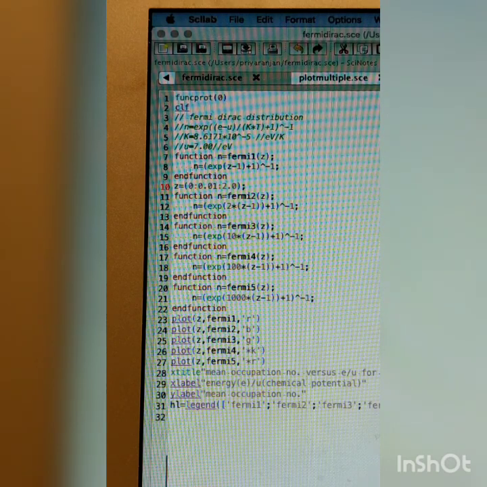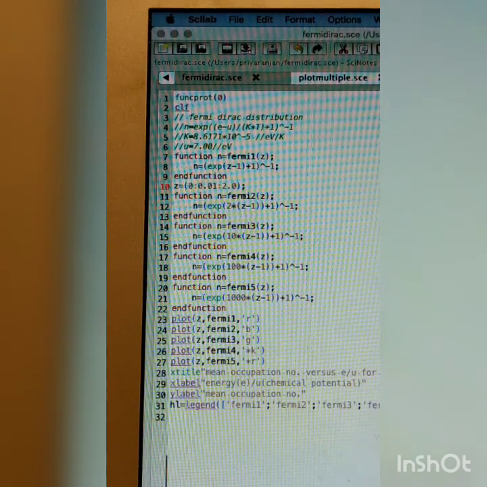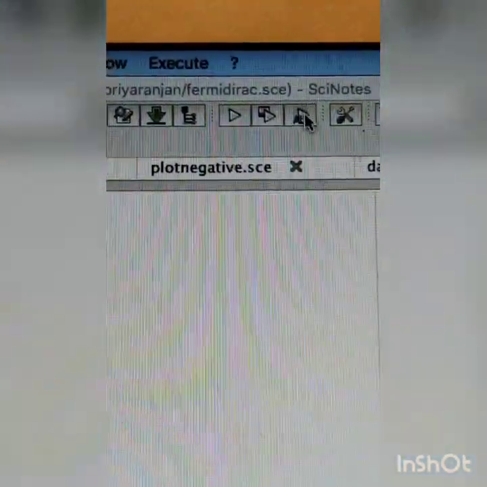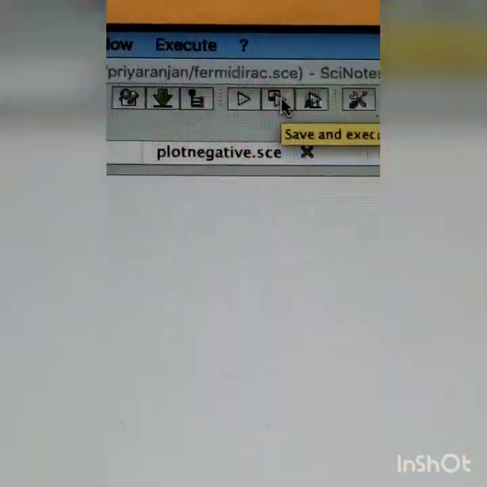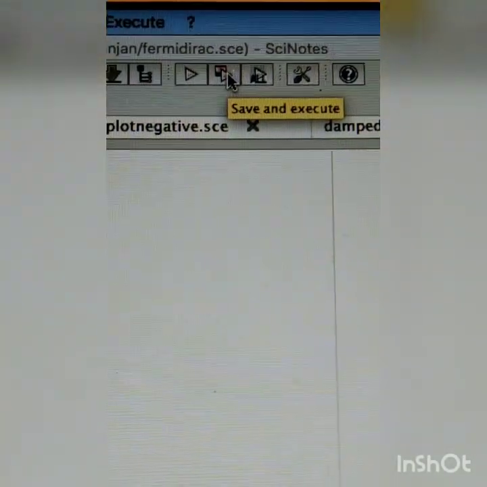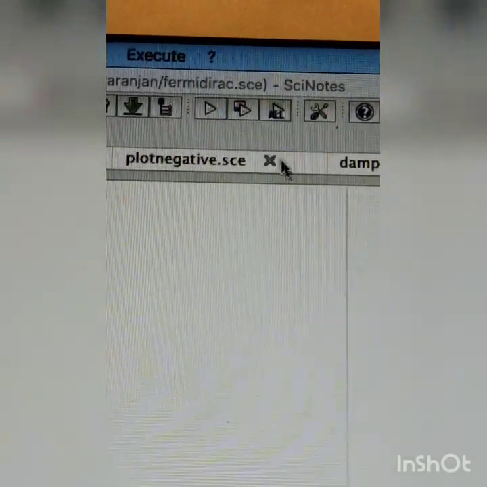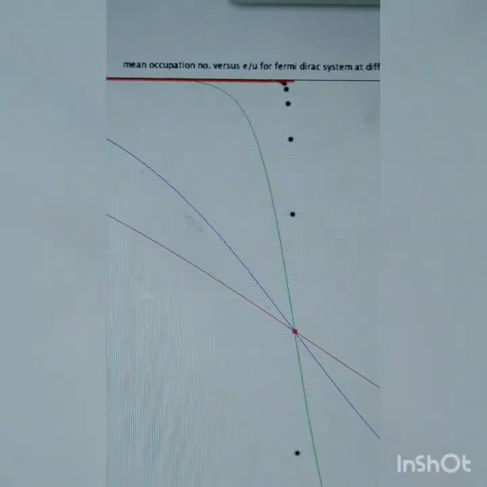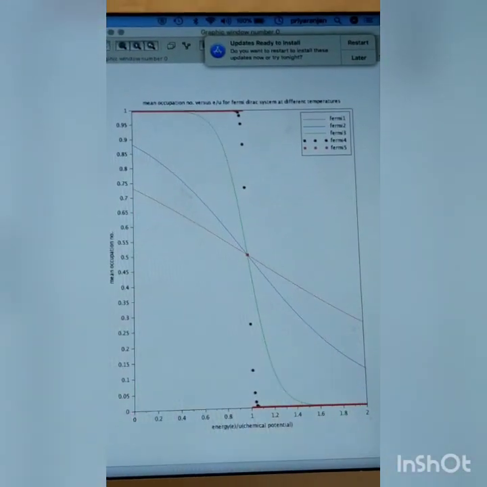And the rest of the things, as I mentioned before, it is the same: X title, X label, Y label, HL, legend. Legend is what you get on the right hand side of the graph. Now, after having written this, I go to save and execute. I do that. I've already done that, in fact, saved and executed. And then you will see the graph that has come.